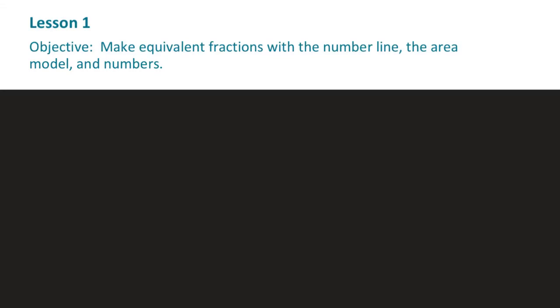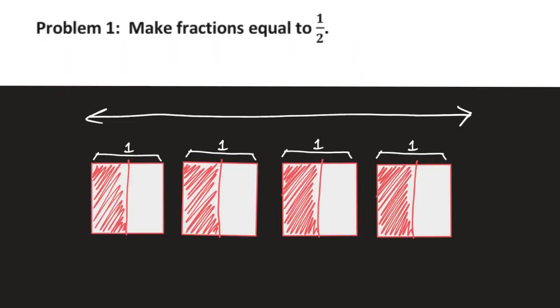All right, fifth graders. So today we are here in Module 3 and we are learning about Lesson 1. Our objective is to make equivalent fractions with the number line, the area model, and numbers. So we're going to be making some equivalent fractions here. Our first problem is problem 1, and it's make fractions equal to 1/2.